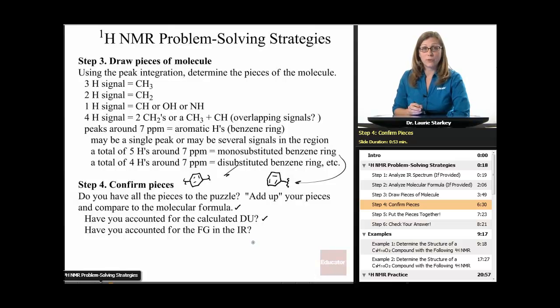Have you accounted for the functional groups in the IR? If the IR told you you had an OH, then one of the pieces in your puzzle needs to be an OH. Okay, so we're going to confirm that we have all the pieces present. Now we're ready to start putting them together.